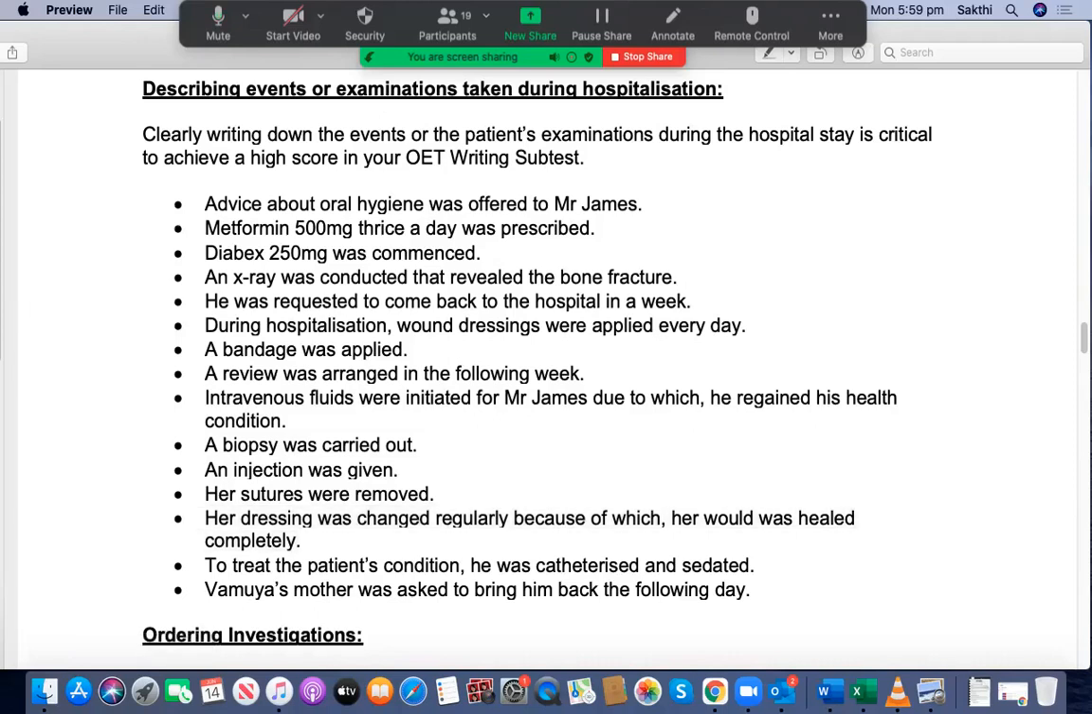So try to use these kinds of phrases. For example, owing to which, due to which, because of which, and then put a comma after that. If you use these kinds of phrases, it's going to be of great help for you to score well under the grammar assessment criteria.